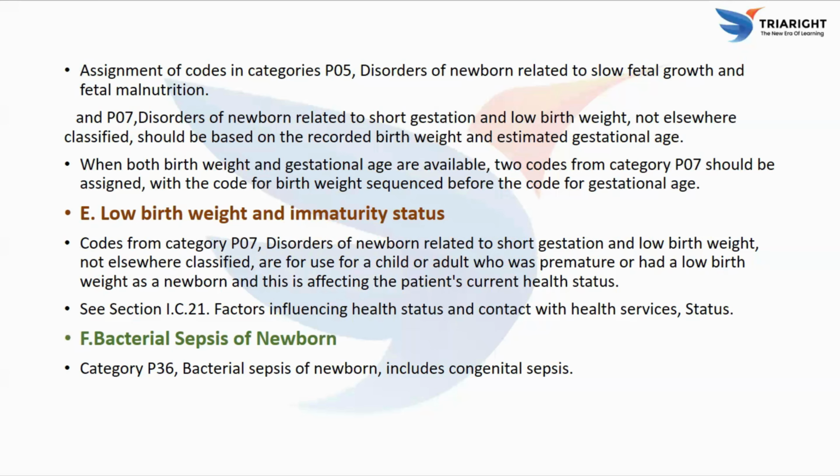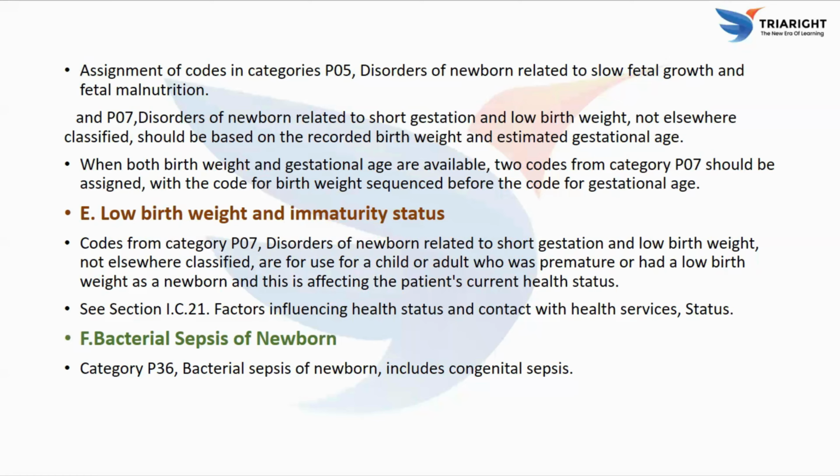Our next guideline is about low birth weight and immaturity status. So when do we use P07 codes later in life? So sometimes a child or even an adult may have health problems related to the fact that they were born premature or born with low birth weight. So if the provider says that this is affecting the person's current health, then P07 codes can still be used. So what is the example here?